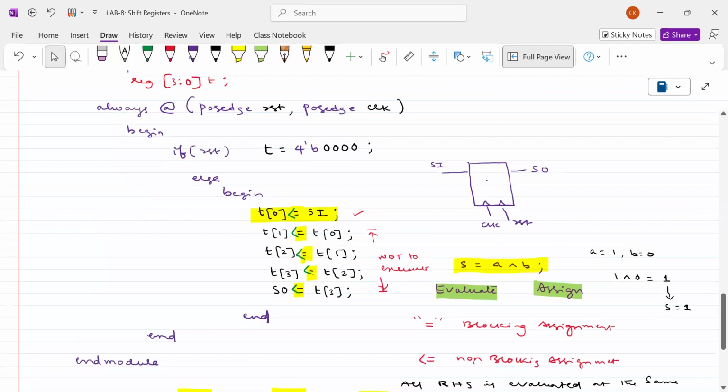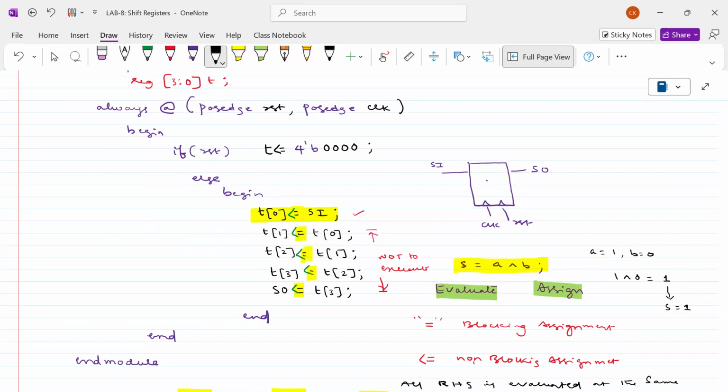Now the point is that we should not use blocking and non-blocking statements in the same program. We should not use blocking assignment and non-blocking assignment in the same program. That's the reason why, it is also possible to use the non-blocking statement here as well. Please remember that we always use either blocking statements or non-blocking statements.